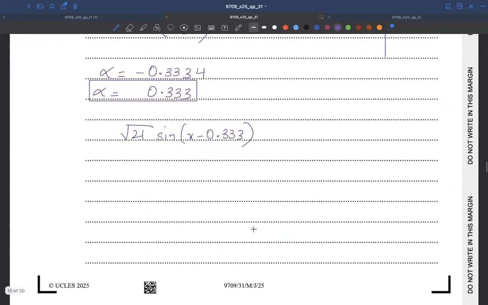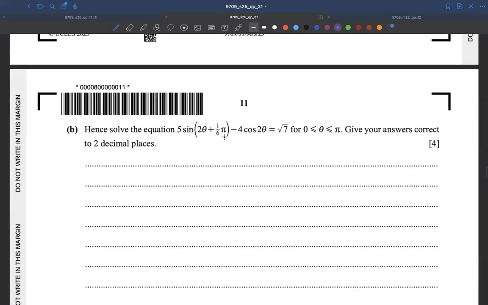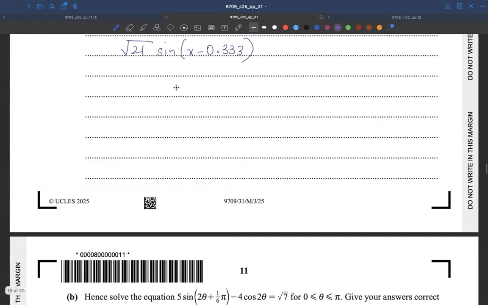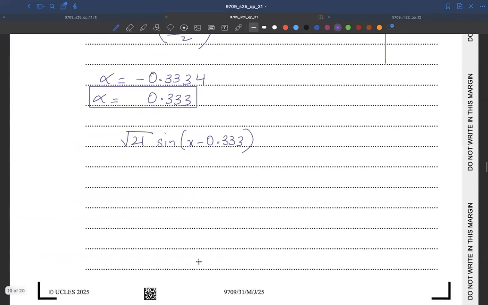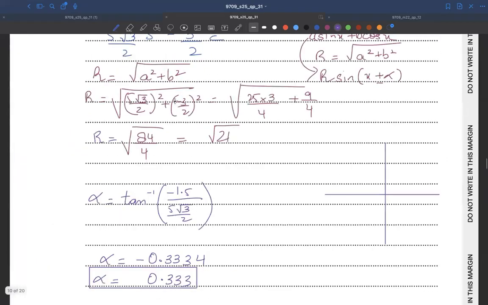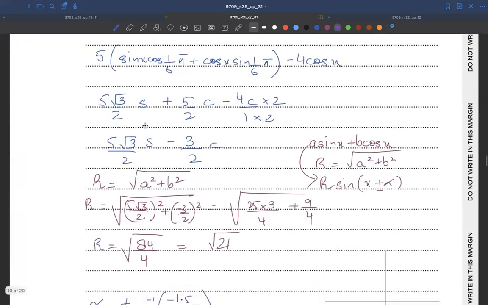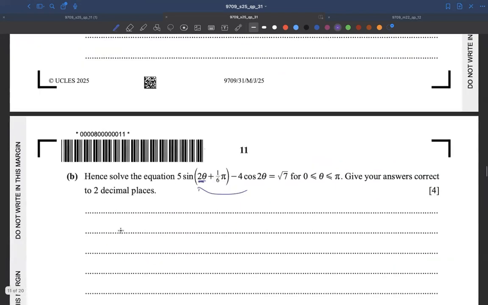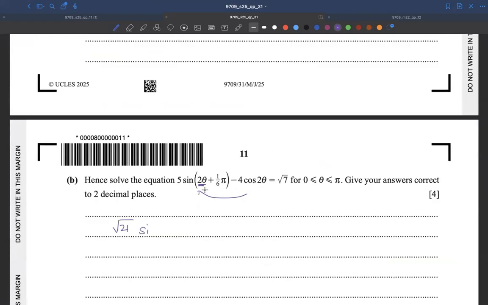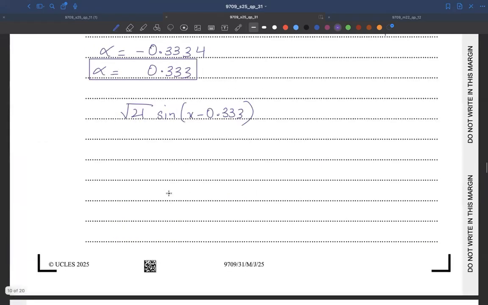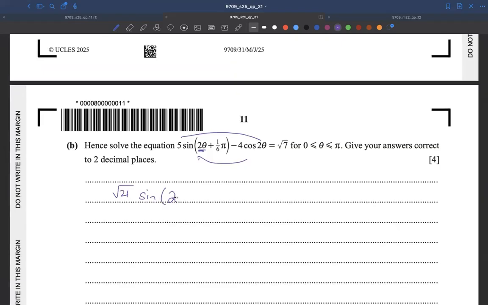Now in part B, it says, hence solve the equation 5 sine of (2 theta plus 1/6 pi) minus 4 cos 2 theta is equal to root 7 for theta from 0 to pi. Now we know that this expression can be converted to this form, but the only difference we have to observe over here is that this is 2 theta and it was just x or theta over here. So we'll just change the expression, write it as root 21 sine of, and instead of x, we will write 2x. So for this whole expression, we'll write 2x minus 0.333 equals root of 7.